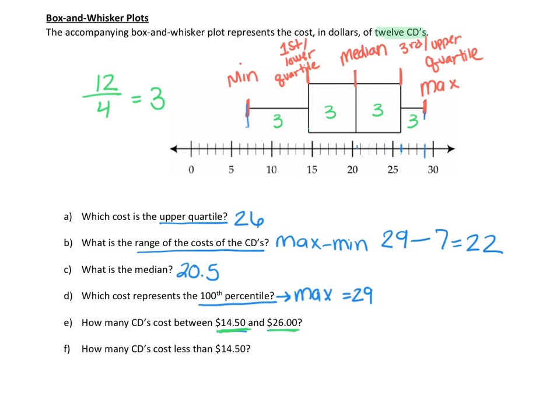Well, 14.50 is this lower quartile, and 26 is this upper quartile. So that means 6 CDs would fall between that first quarter mark and that third quarter mark. And then it says how many CDs cost less than $14.50. So that'd be from that first quarter mark to the minimum, so that'd be 3 CDs. So remember, our quartiles represent a quarter of our data. Since there were 12 CDs, there were 3 CD data points in each quarter.